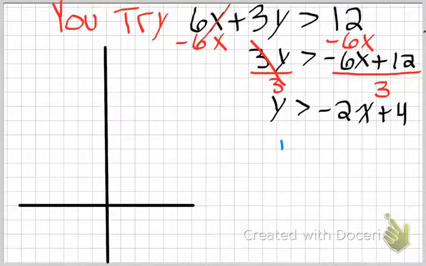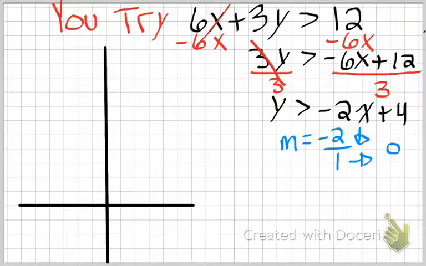Alright, identify your slope. Your slope is the number in front of x, so your slope is negative 2. Technically it's over 1. It's negative, so that means our line is going to go down 2 over 1. Our y-intercept is 4. It's going to cross the y-axis at 4. Alright, so let's put a dot at that. 1, 2, 3, 4. So y-axis of 4. The slope is down 2 over 1. 1, 2 over 1, so right there.